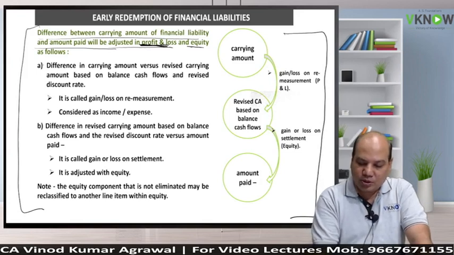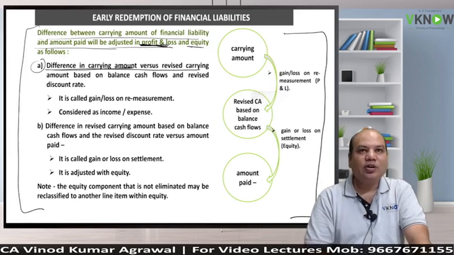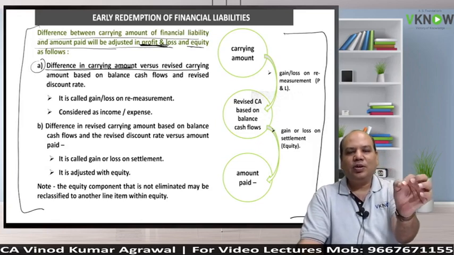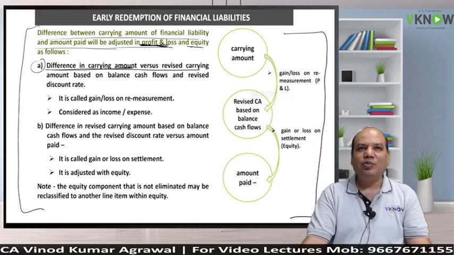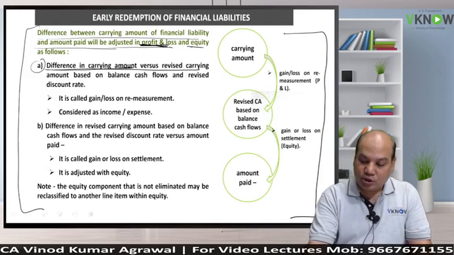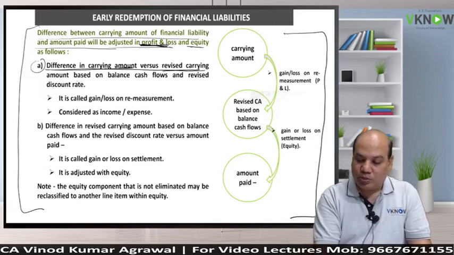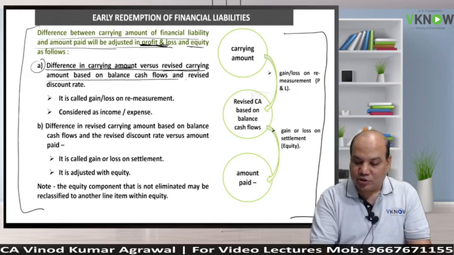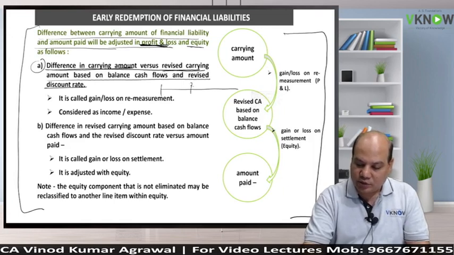So what you do, step number 1, go to your liability account and check what is the carrying amount. Check what is the carrying amount, book value. Can we do that? Yes. At any point of time, I can see what is the balance in my financial liability ledger. Then you see what would be the revised carrying amount based on balance cash flow and revised discount rate. Let us say out of 10 years, 3 years are over, 7 more years are remaining.